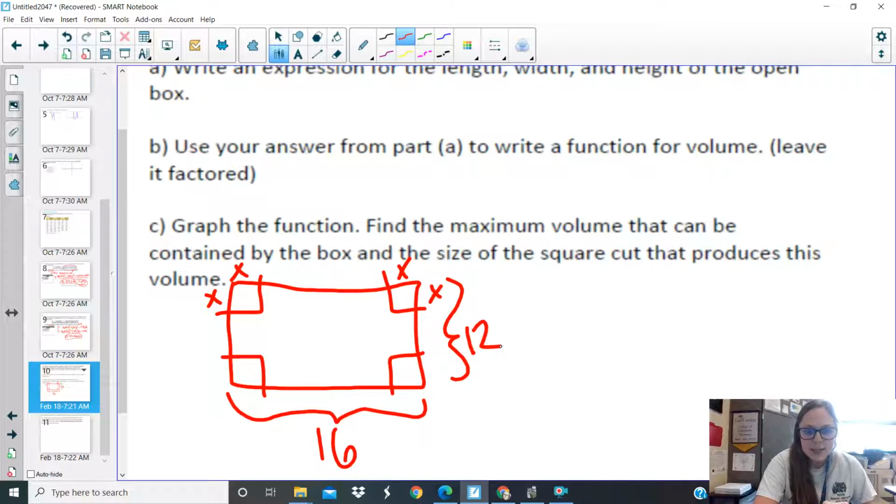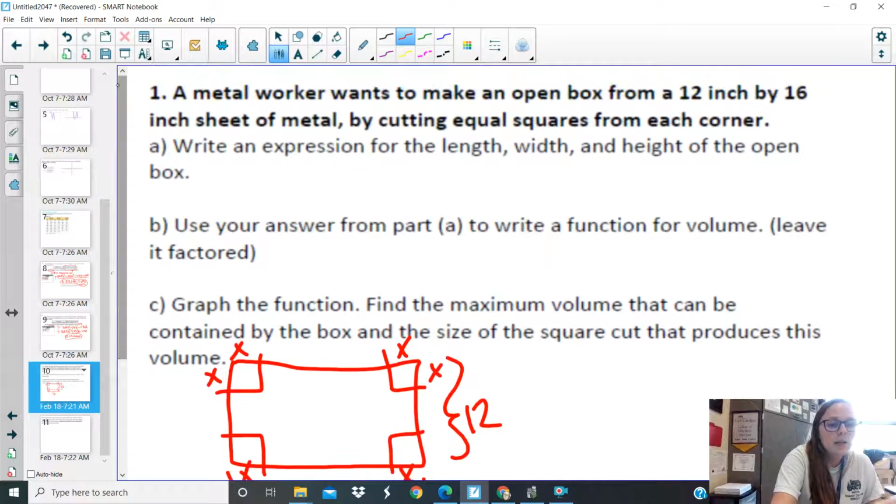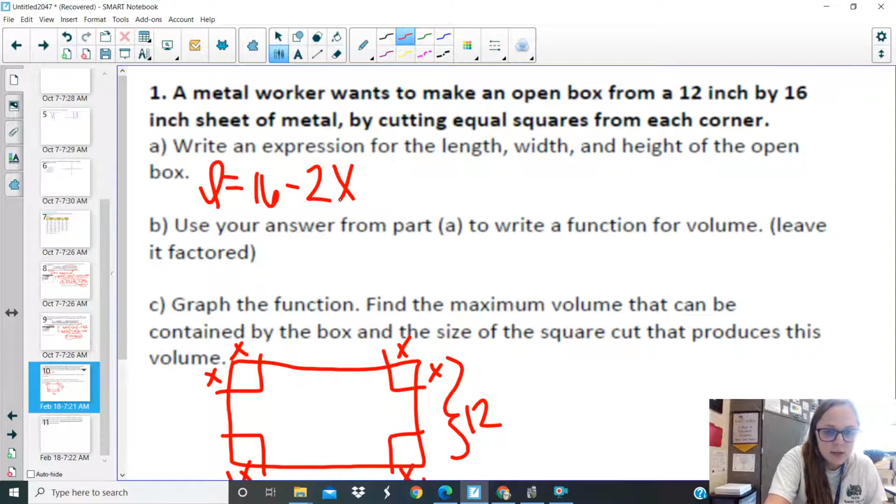So my length now, since I cut corners out of both sides, is going to be 16 minus the amount that I cut out. The amount that we're cutting out is X, but since we're cutting it out of both sides, we're going to say that's 2X. So our length is going to be 16 minus that amount that we're cutting out of both sides, so minus 2X. And then our width, it used to be 12, but we're cutting 2X out of it as well, right there where I just shaded. So it'd be 12 minus 2X.